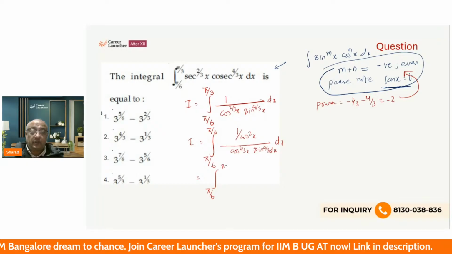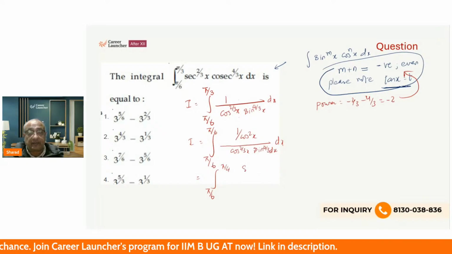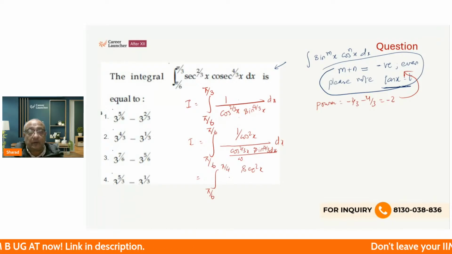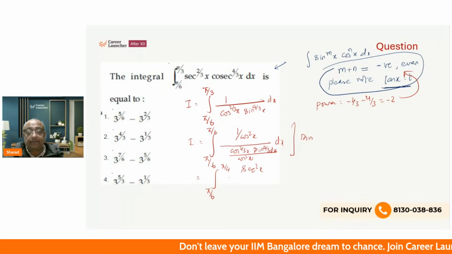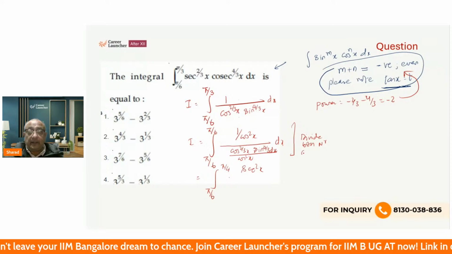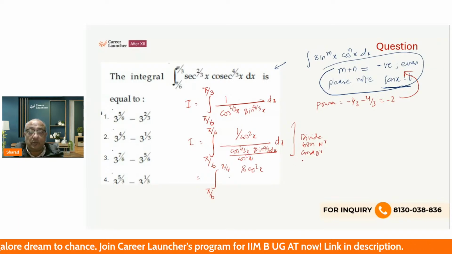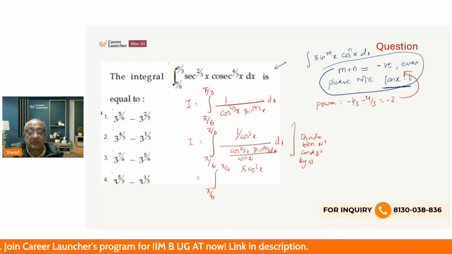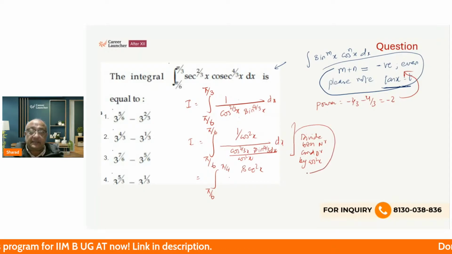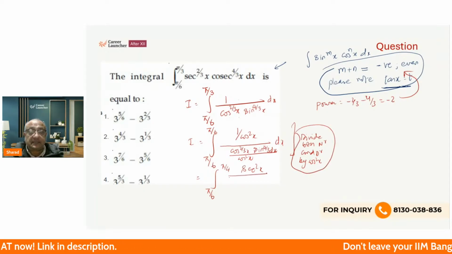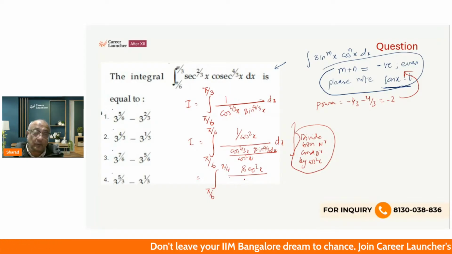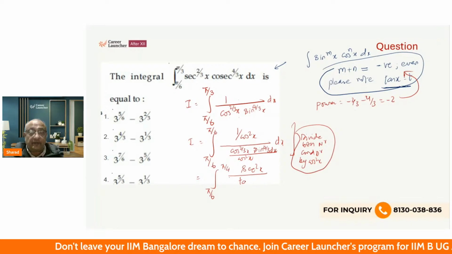Currently it is looking like there are so many irrational powers. This will become sec square x. This is also divided by cos square x, both numerator and denominator. What is the step here? Divide both numerator and denominator, please note very carefully, by cos square x. This is the key. So this is sec square x, and cos 2 by 3 x will go away.